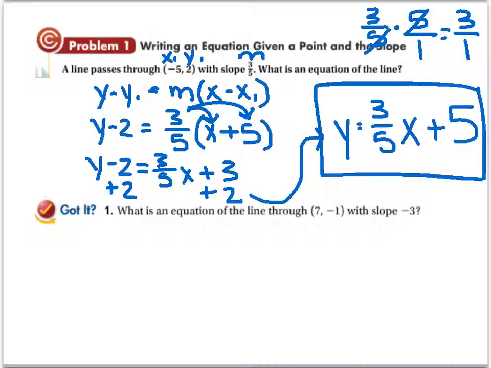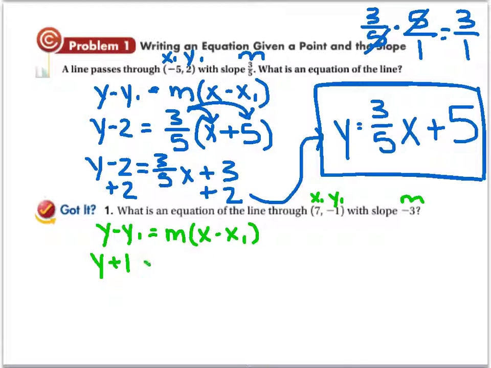What's the equation of a line through 7, -1 with a slope of -3? So this is your x1, y1. Your m is -3. Y minus y1 equals m times x minus x1. Do you have to write that every time? No. I'm just putting it there to help you guys out, because the more you see it, the more you'll remember it. Y minus -1 is y plus 1. Equals m, which is -3, times x minus x1 is 7. So right there, we have point-slope form.